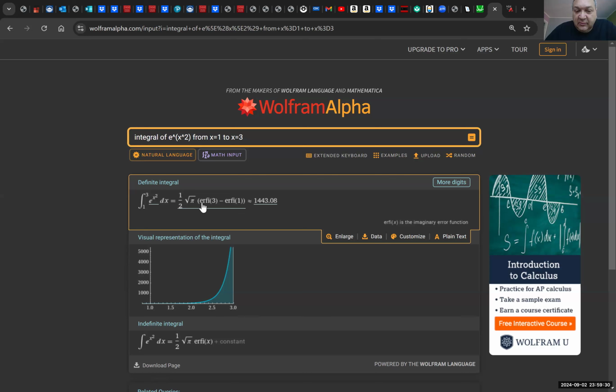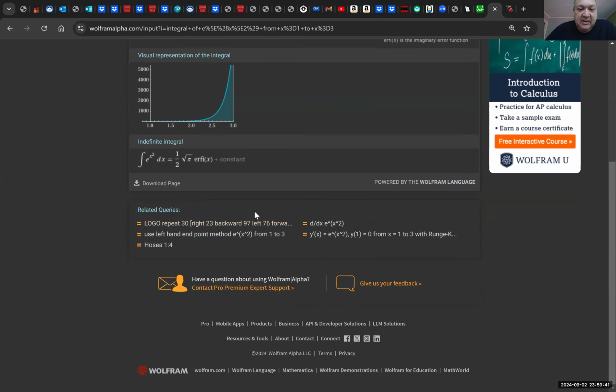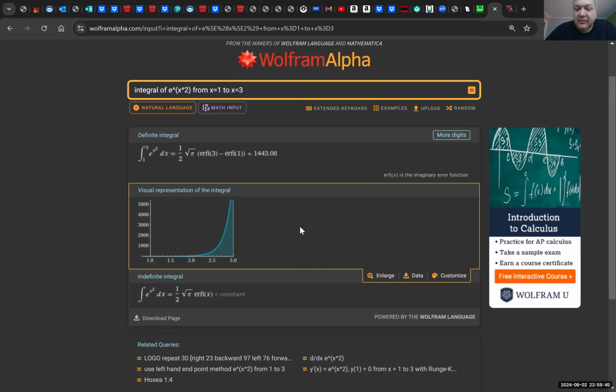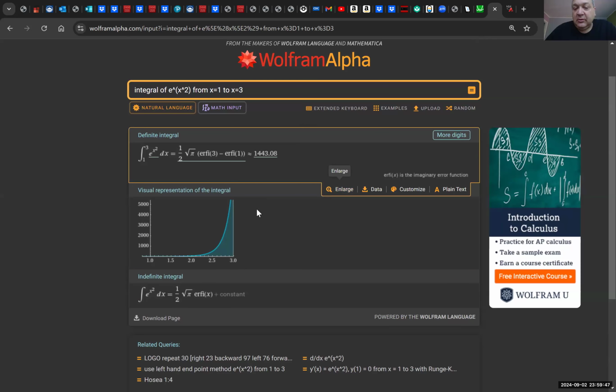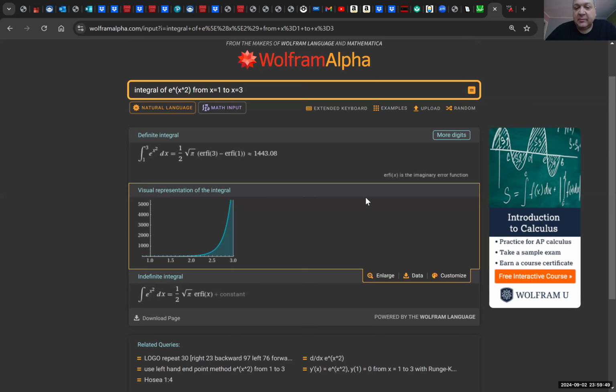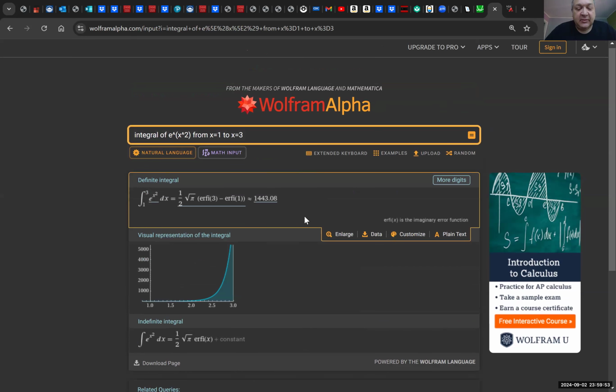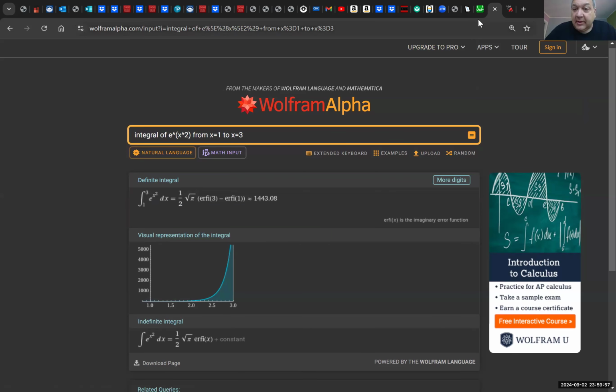It can do things in terms of error functions, which you won't learn for quite some number of math courses. But it does give you a decimal approximation, 1443.08. And I think it can give you more decimals, perhaps. You can get all the different steps and more decimals if you pay, but I don't want you to pay for Wolfram Alpha. You should be able to use the free version just fine for this class. So 1443.08.